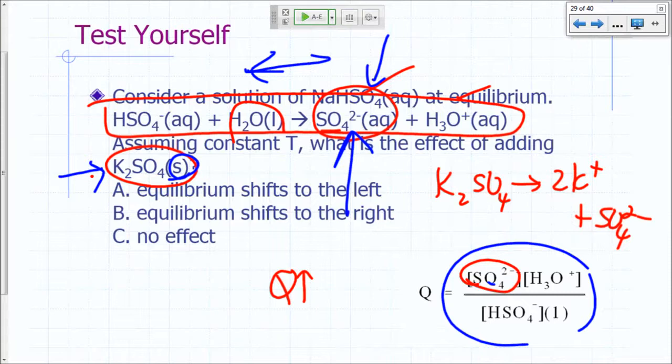In fact, it could be the other way, because if you add more water, what happens? If this concentration drops, that concentration drops, that concentration drops, the total Q could actually drop. Like if you double all the volumes, this will be cut in half, that will be cut in half, and that will be cut in half. The whole Q will become half of what it was, so it will actually shift to the right. So the net stress that you've done is adding water if you're adding a dilute solution of potassium sulfate.